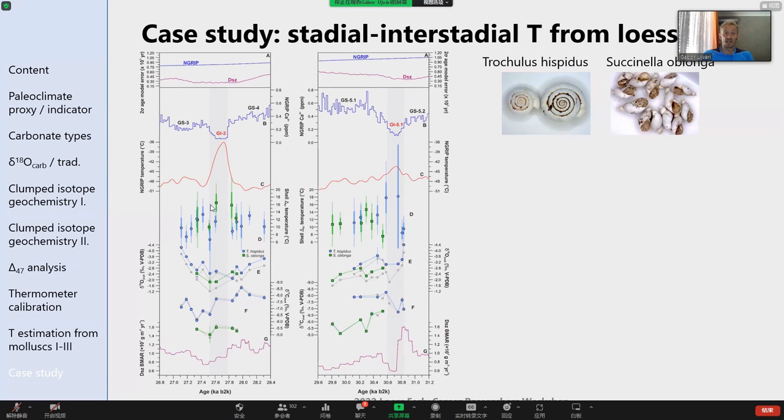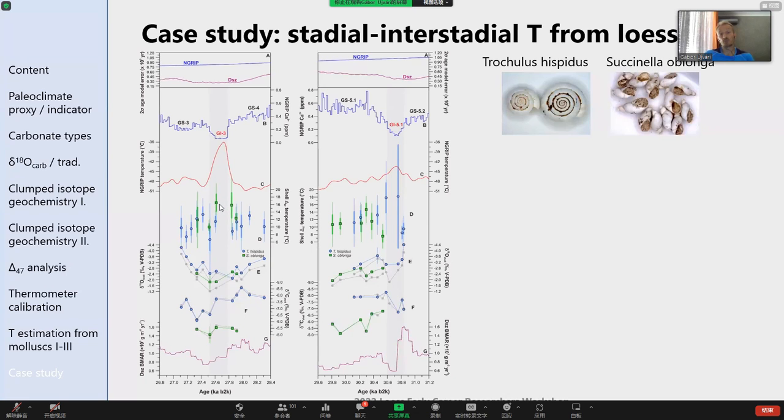Close to the GI3 phase, we see larger differences between the two species, and we attribute this to sampling issues. We sampled these two of the sequence in 5 centimeter resolution, which covers about 100 years. And we think that these two species actually represent a different living period of these snails, close to the interstadial. So low values representing the stadials, high values representing the interstadials.